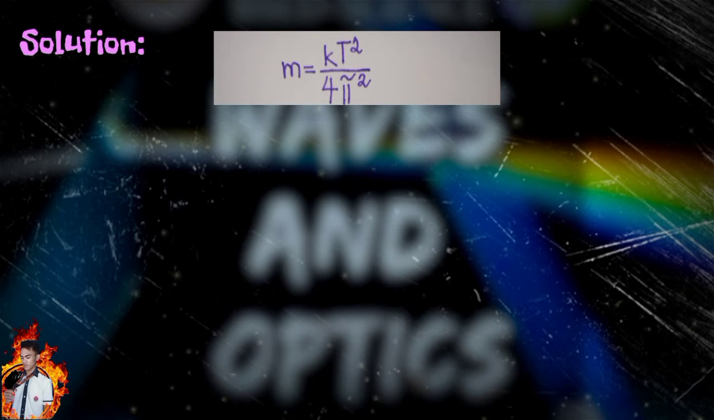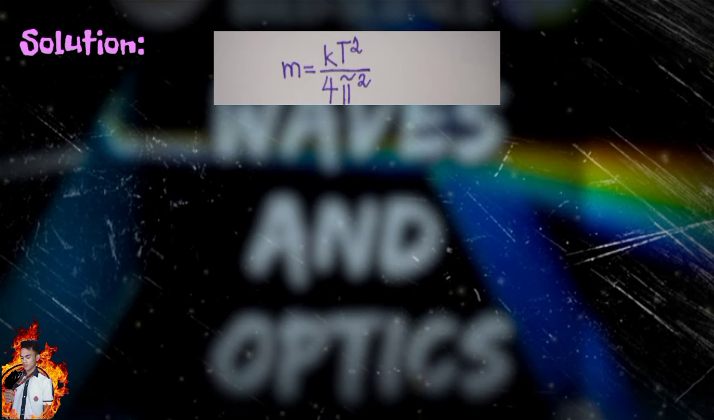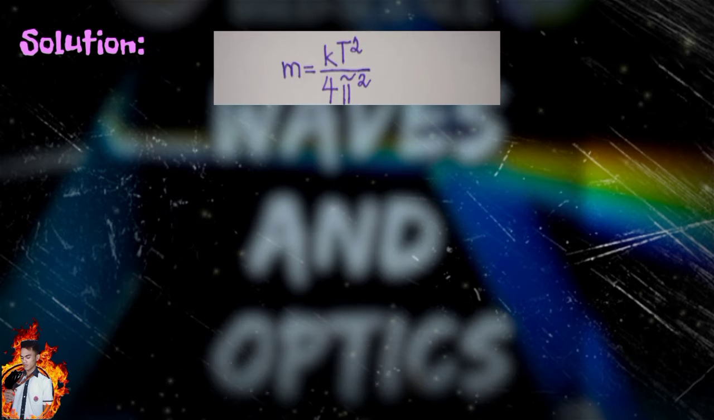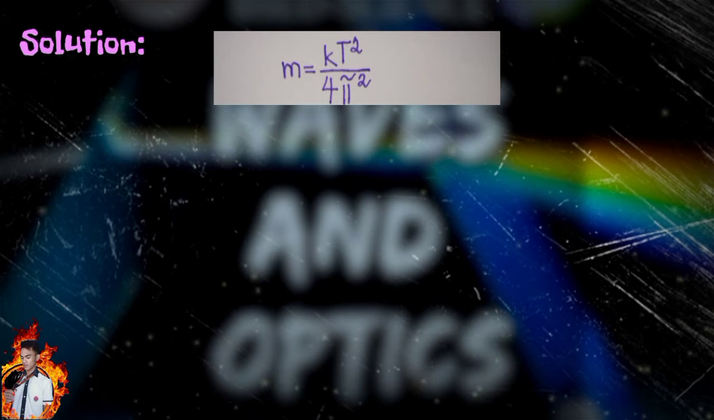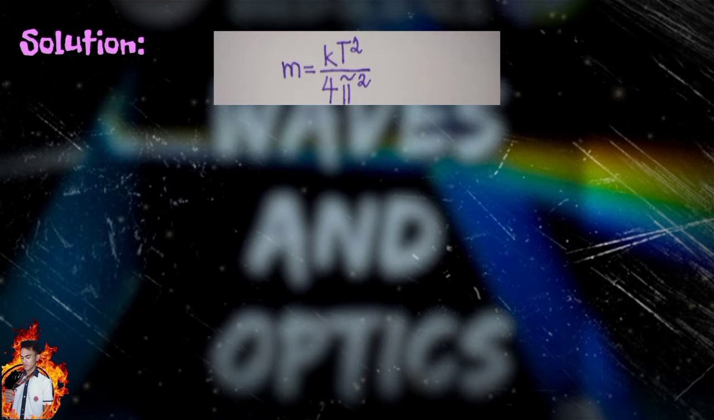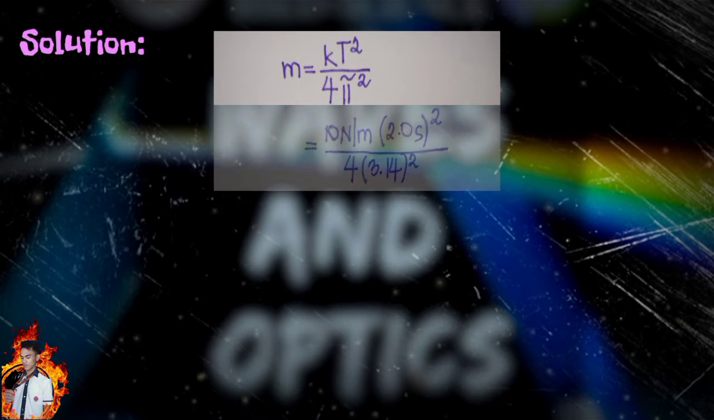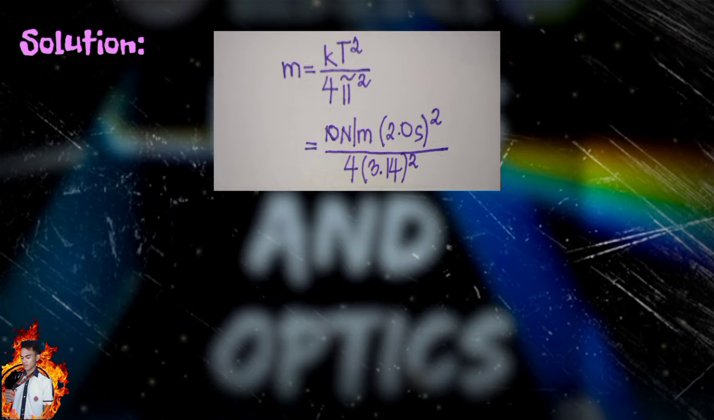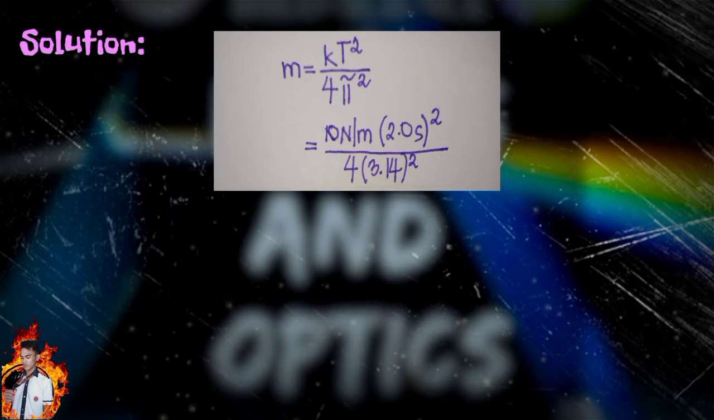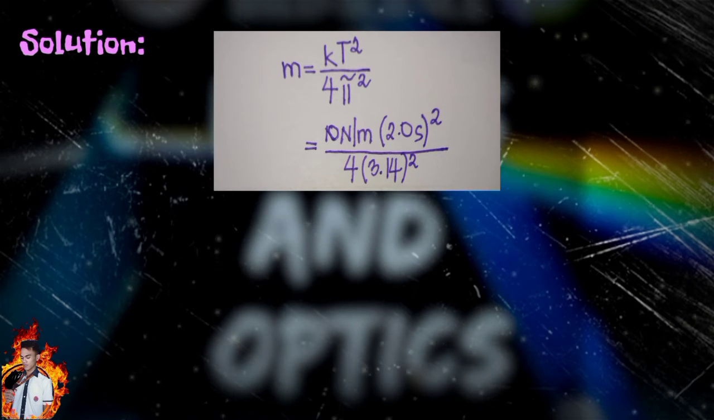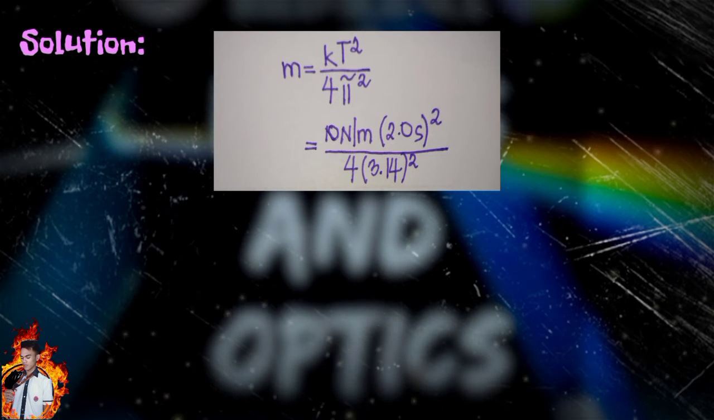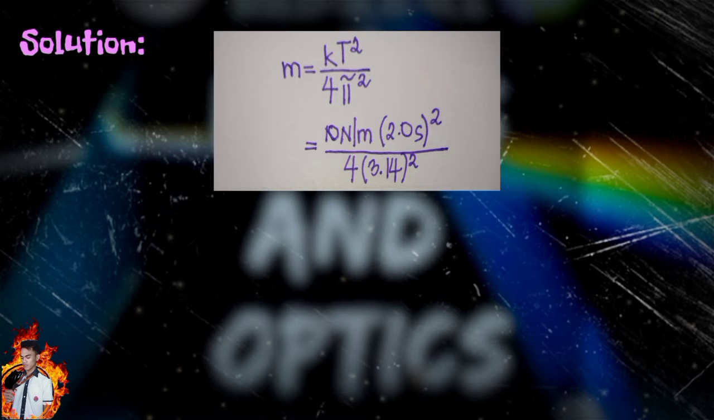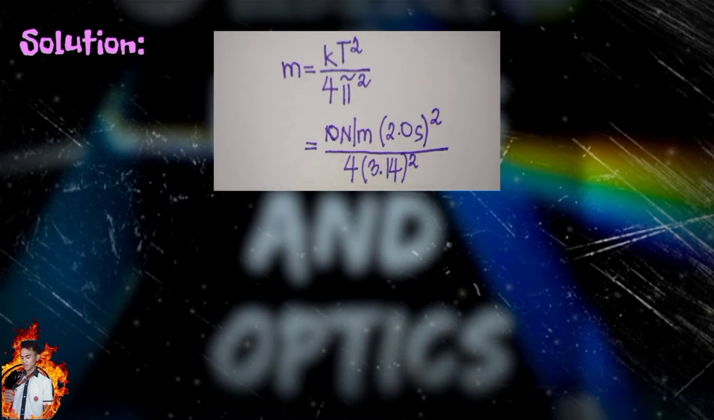We are now going to use our derived formula for getting the mass. Mass is equal to rigidity or the stiffness multiplied by time squared over 4 pi squared. And then substitute all the given values. Stiffness or rigidity is equivalent to 10 Newton per meter, and then the given time or the period 2.0 seconds, and the value of pi 3.14.